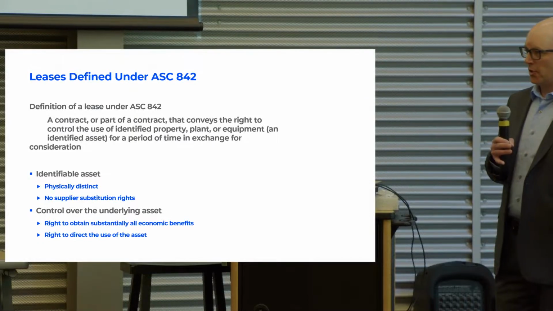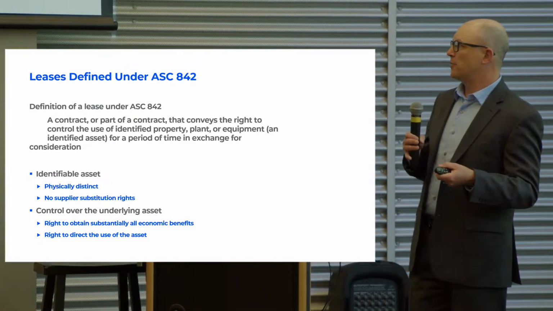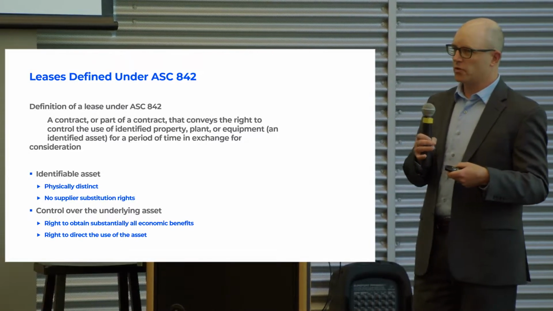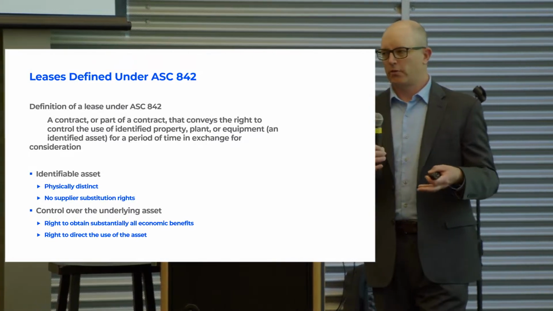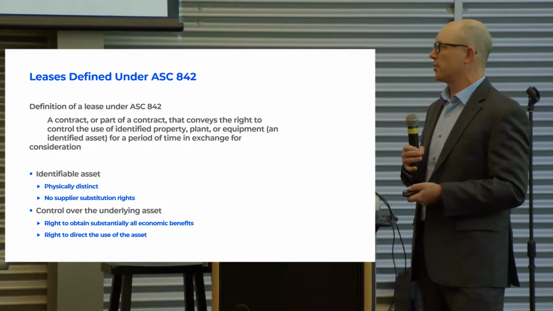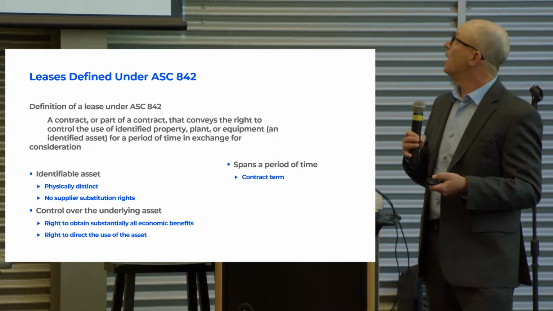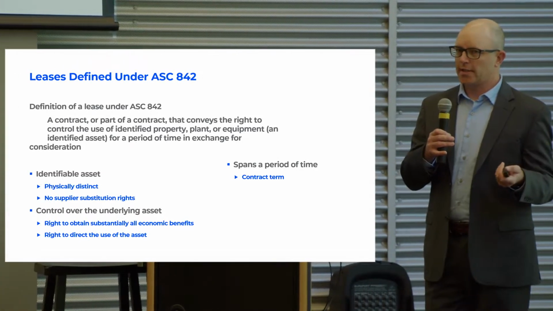So that brings us to the control element. You have to have the right to obtain substantially all economic benefits. So you're using the machine or the piece of equipment to provide cash flows or provide benefit for your organization, and you have the right to direct the use of that asset, not the supplier. It also spans a period of time, so the contract has to have a term.